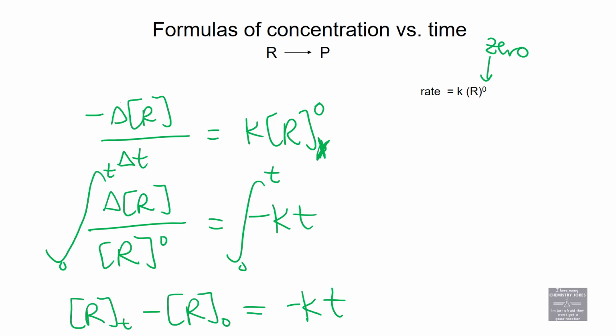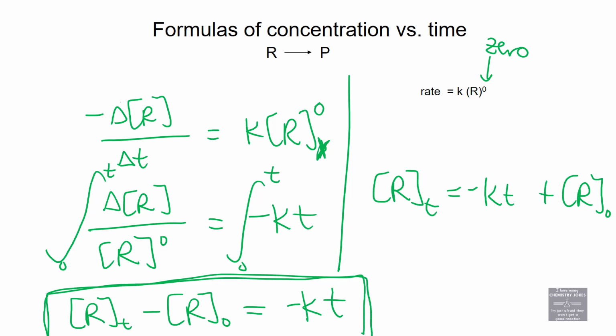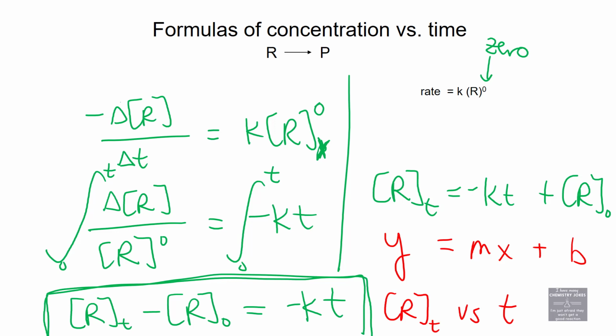This is known, you guessed it, as the concentration time equation for a zero order reaction, also known as the integrated rate law. It is frequently found in the square version there. It is often also found in this version. Why would we do that? That's because y equals mx plus b. If you plot concentration versus time, you get a line with a slope of negative k.